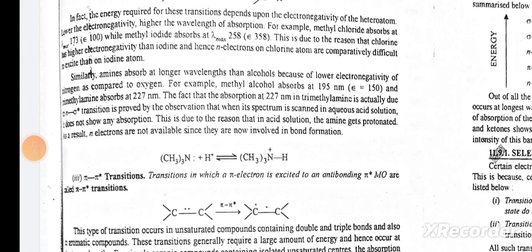Similarly, amines absorb at longer wavelength than alcohols because of lower electronegativity of nitrogen as compared to oxygen. For example, methyl alcohol absorbs at 195 nanometer and dimethylamine absorbs at 227 nanometer. The fact that the absorption at 227 in trimethylamine is actually due to n to sigma star transition is proved by the observation that when its spectrum is scanned in aqueous acid solution, it does not show any absorption. This is due to the fact that in acid solution, the amine gets protonated. As a result, n electrons are not available since they are now involved in bond formation.